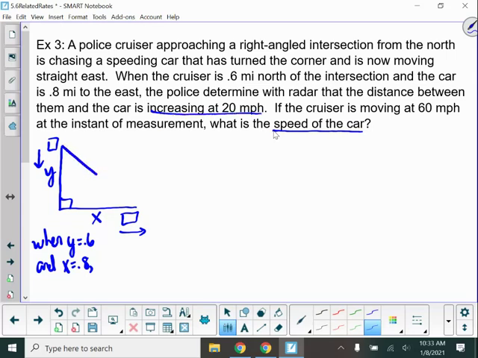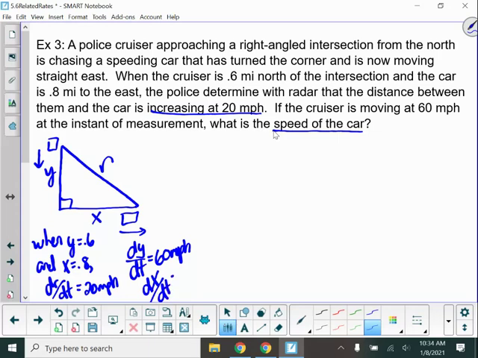So we are considering the distance in between them. We know that dr dt is equal to 20 miles per hour. We know that the cruiser is moving at 60 miles per hour. So we know that dy dt is equal to 60 miles per hour, which means the speed of the car is going to be my dx dt.